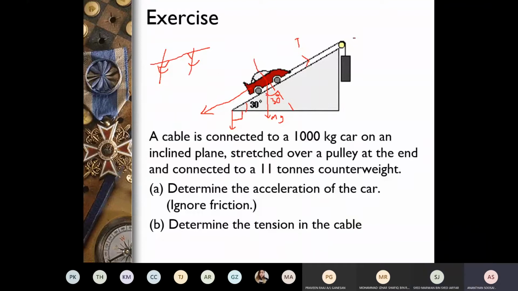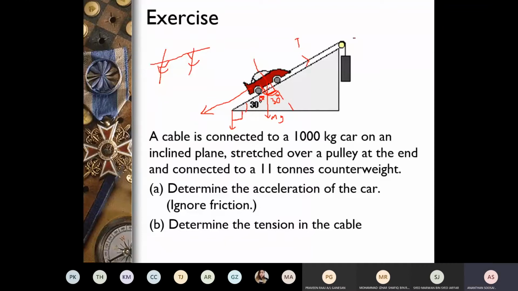That means the 30 plus this theta will be how much? 30 plus theta will also be 90, right? So here itself also is 90. Here also 90. So theta here should be 30 degrees, because here also 90.